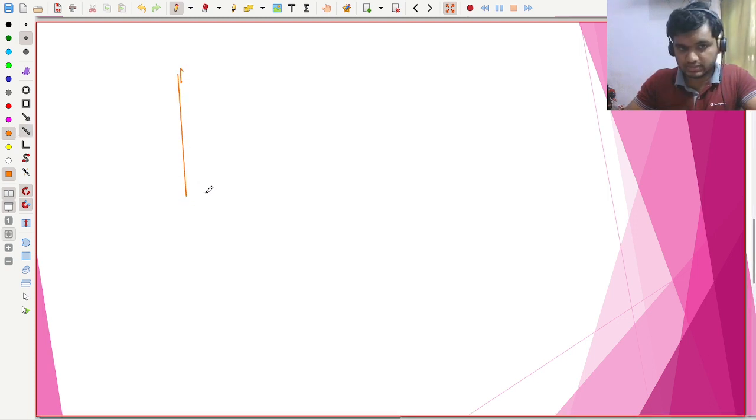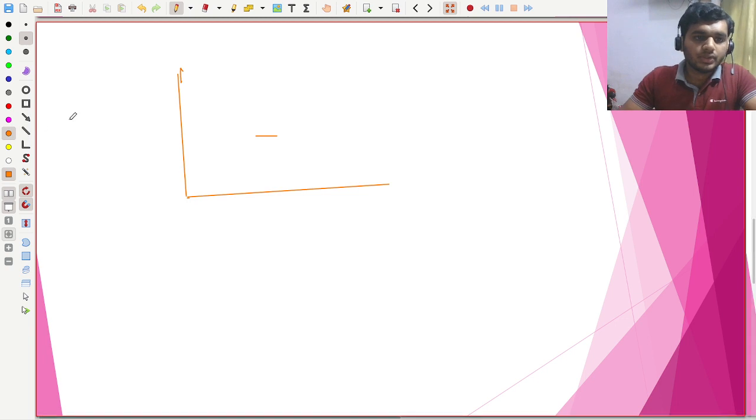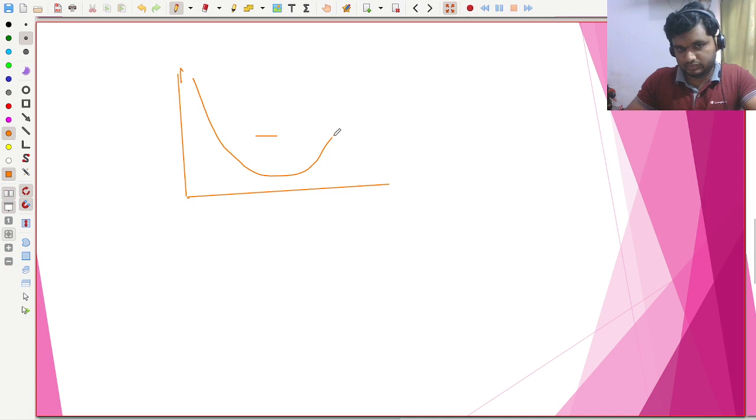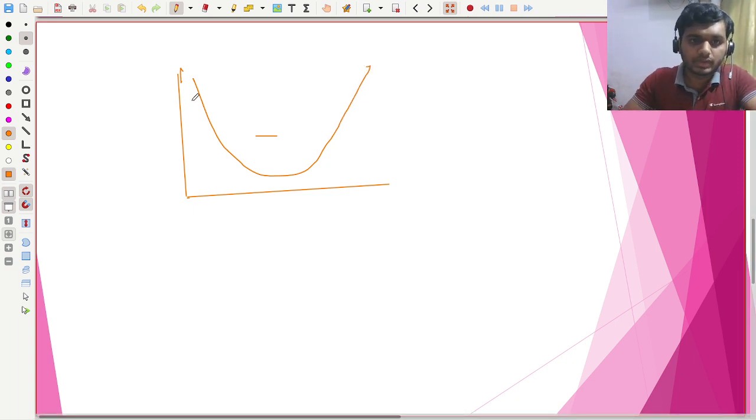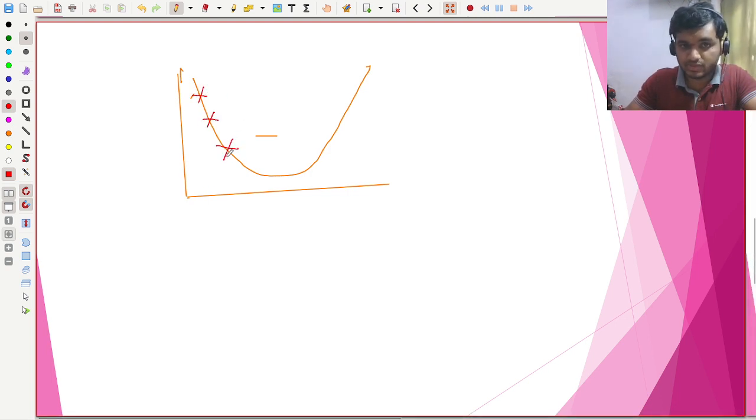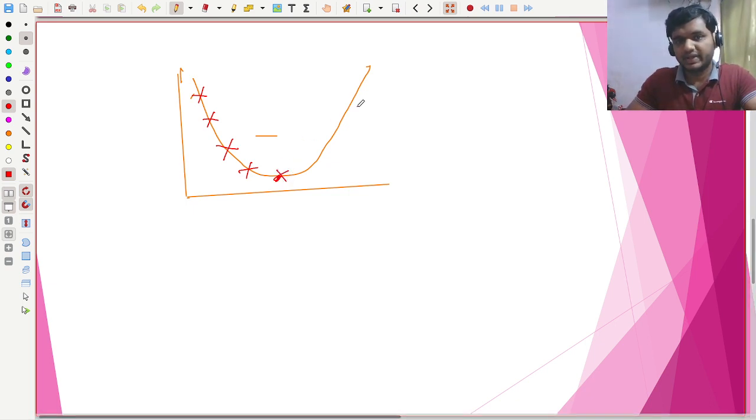So here, if you notice, the error value is here, and then the error value is here, then the error value is here. At a point, the error value is minimum. It is a convergence algorithm, and the error value will be minimum at some point.